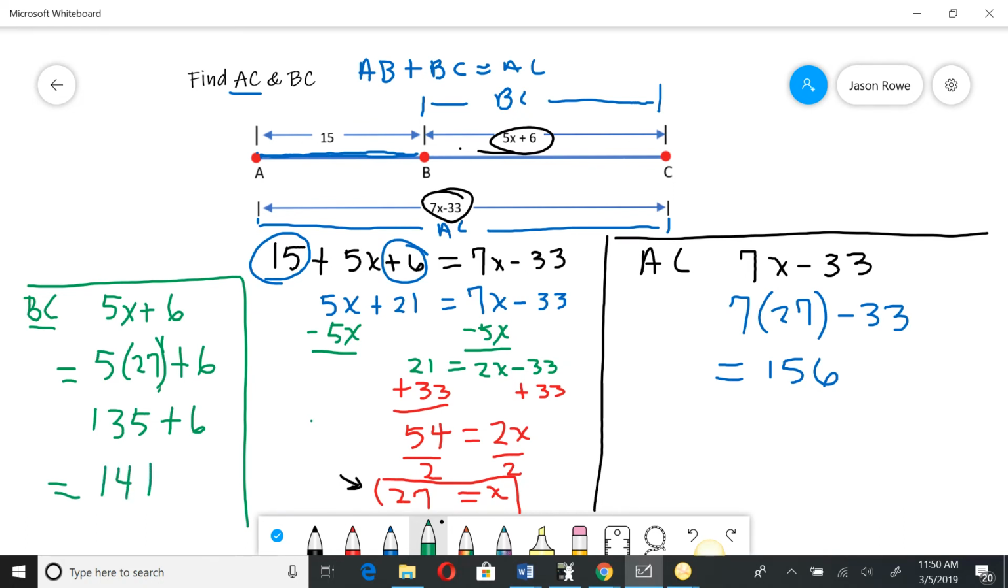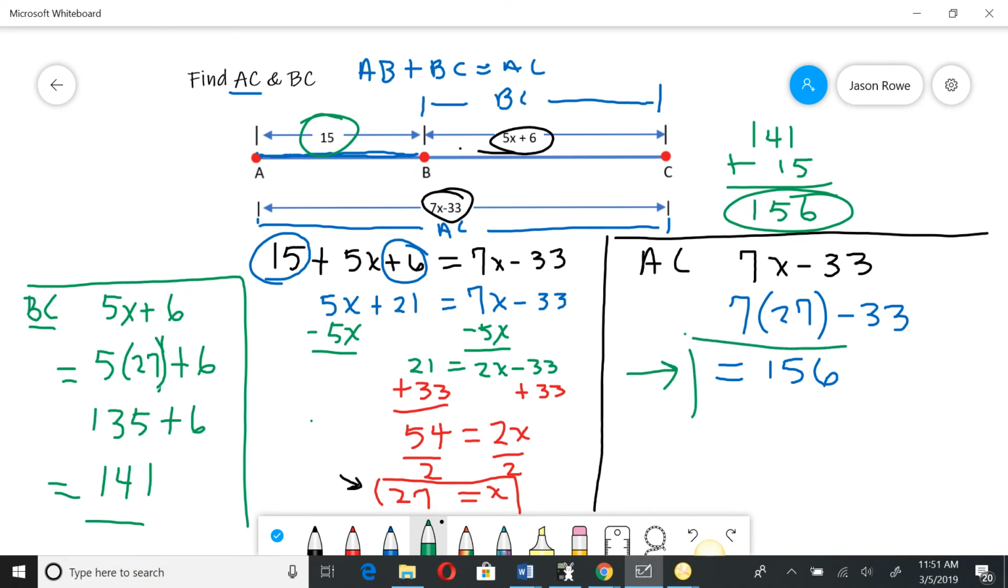Now, again, you can check this. The total AC is 156. I know that BC, or what I've got for BC, is 141. I know AB is 15. So if I add 141 plus 15, I should get 156. And I do. So I know I've got the right answer here. So my two answers are 156 and 141.